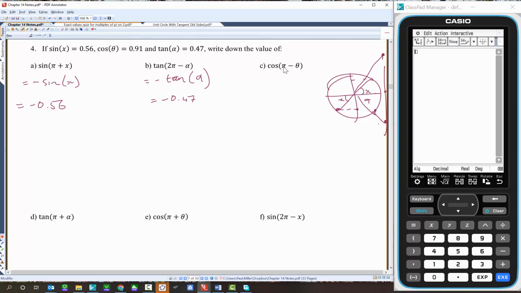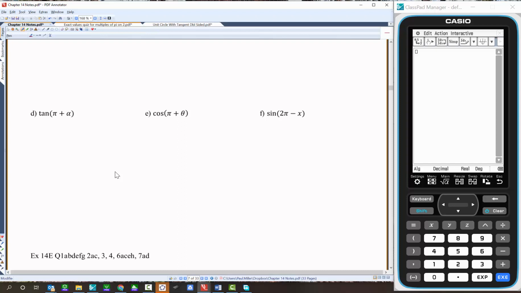Cosine of pi take away theta. So we're at pi, we're going to go back theta, whatever theta is. Cosine is the x value. Why don't I get theta in the first quadrant, negate it, and it'll get me the value in the second quadrant. So this is negative cosine of alpha. Cosine of alpha is 0.91, so it's going to be negative 0.91.